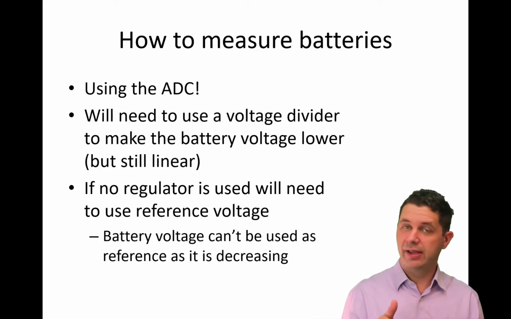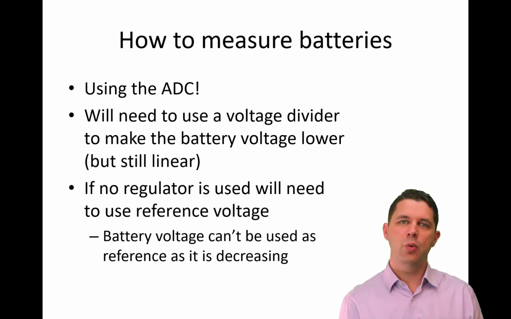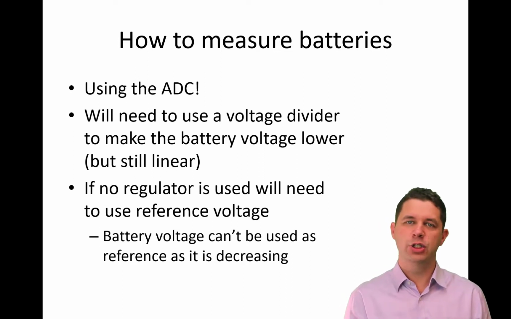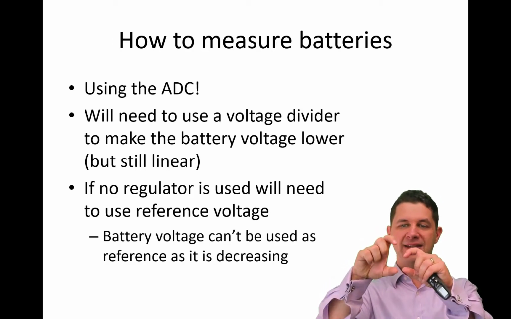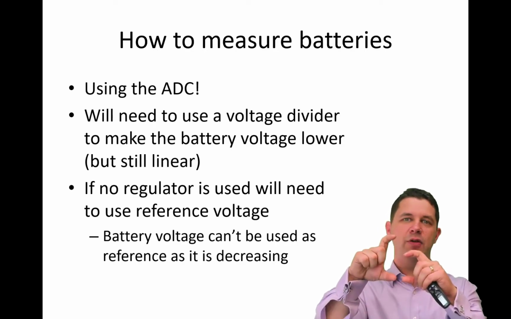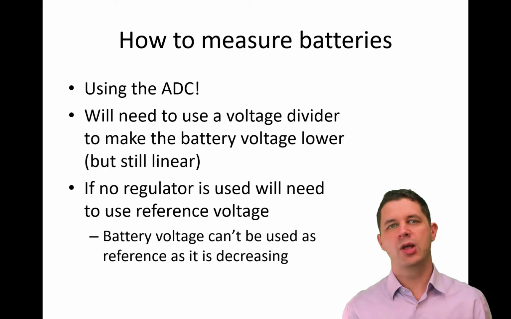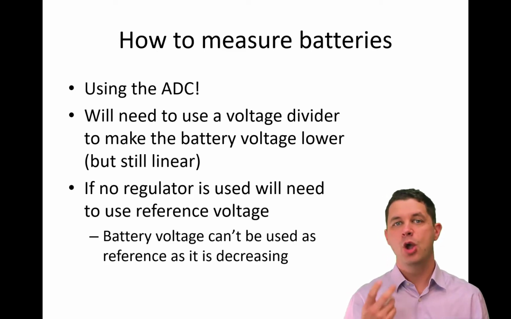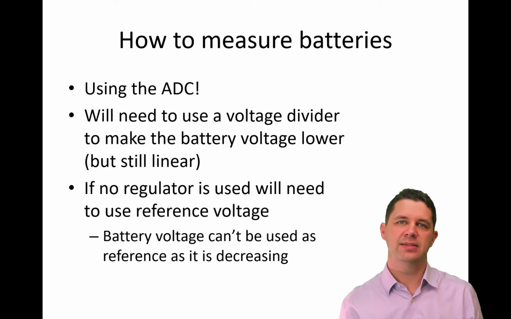If we're not using a regulator, we also need to consider what our reference voltage is going to be, because we don't want to use our external voltage or our battery voltage as a reference voltage, because they're both going to be decreasing over time as it discharges and increasing over time as it's charging up again. And most of our microcontrollers have an internal reference voltage generator in there. And so we use that internal reference voltage generator to compare our scaled down battery voltage against.